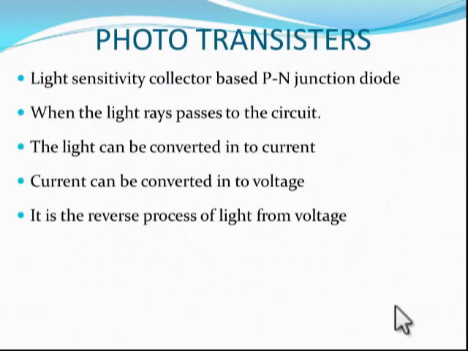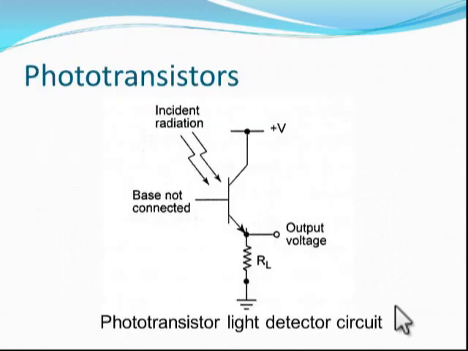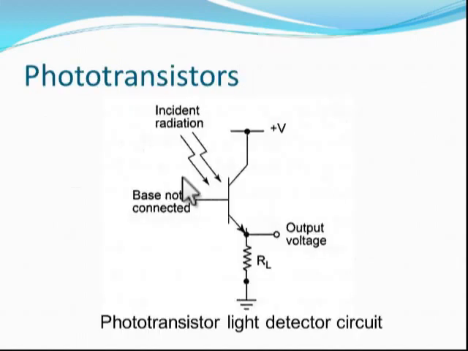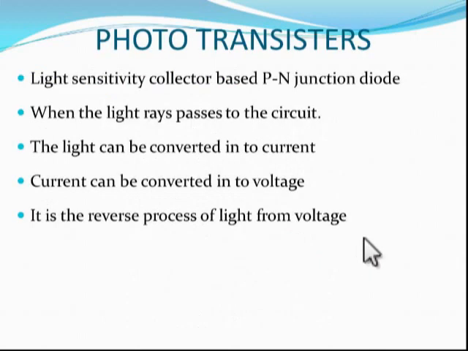Then phototransistors, a light-sensitive collector based on a PN junction diode. So this is a phototransistor. Whenever incident light is received in the PN junction diode, at that time the output voltage will be generated. The output voltage is given as input for the sensor and it gives us a reading, and it can be reacted to wherever the circuit is connected. When light rays pass to the circuit, the light can be converted into current.